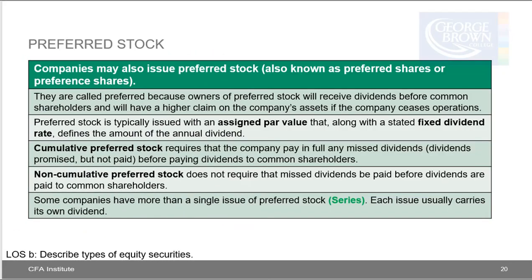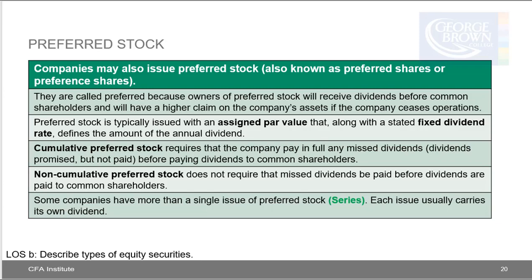So now we're moving on to preferred stock, and companies may also issue preferred stock, also known as preferred shares or preference shares, and they are called preferred because owners of preferred stock will receive dividends before common shareholders and will have a higher claim on the company's assets if the company ceases operations.